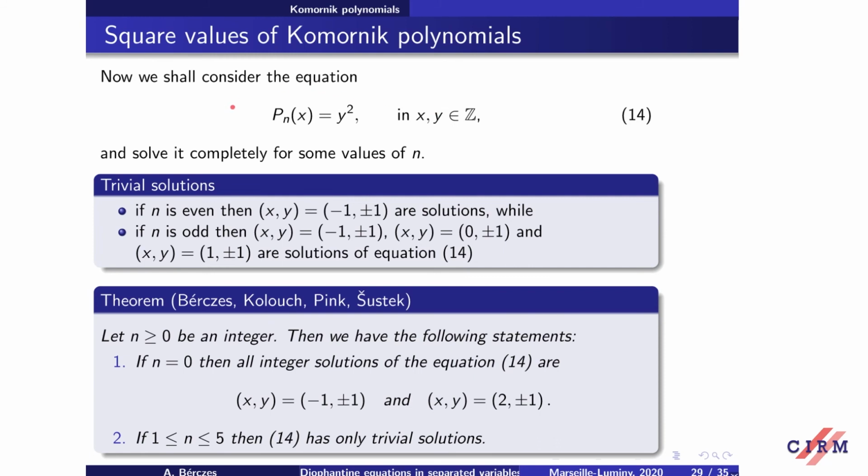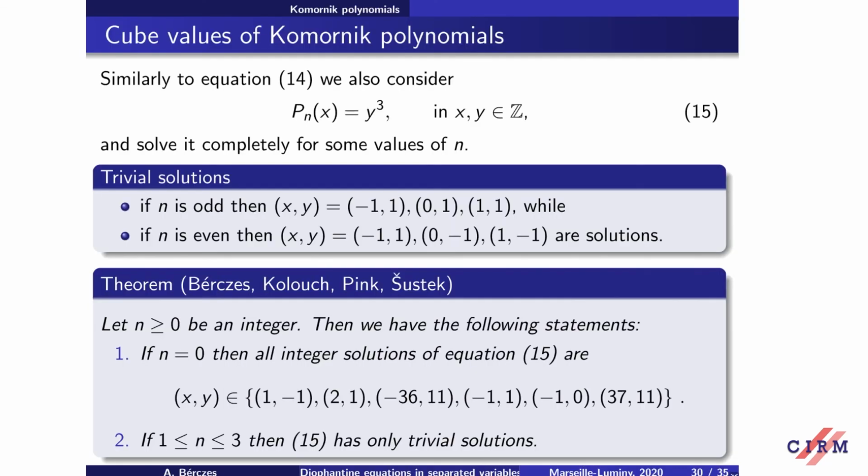For the concrete cases of y squared in the right-hand side, we did solve completely this equation. There are some trivial solutions, and except for the trivial solutions, there exists only one non-trivial solution in the case when n equals 2, and we did solve the equation also for n equals 1, 2, 3, 4, and 5. Further, we did solve completely the equation P_n(x) = y cubed for n equals 0, 1, 2, and 3.